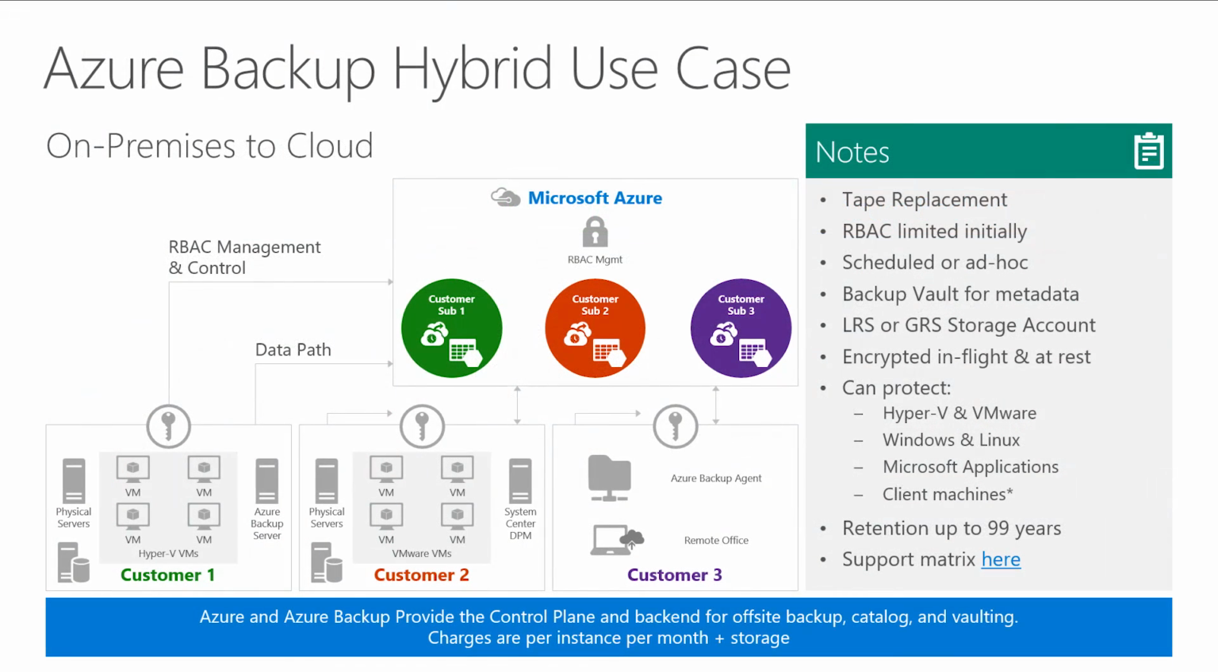With Azure Backup in a hybrid use case scenario, what we're going to do is back up our on-premise infrastructure to the cloud. So this really is meant as a tape replacement. We're going to leverage an Azure Backup Vault for all of our metadata. We're going to use a locally redundant or geographically redundant storage account based on what you choose. Of course, there's a price difference depending on which one.